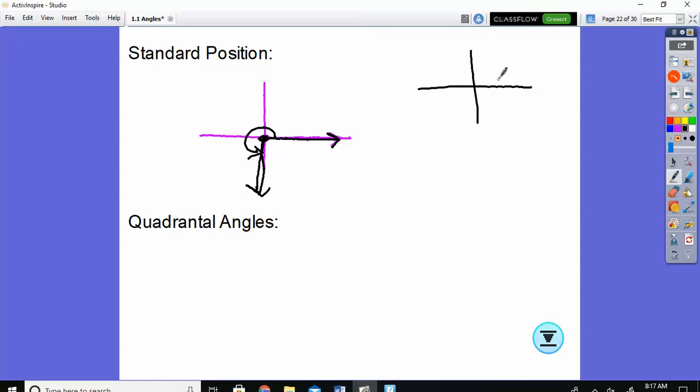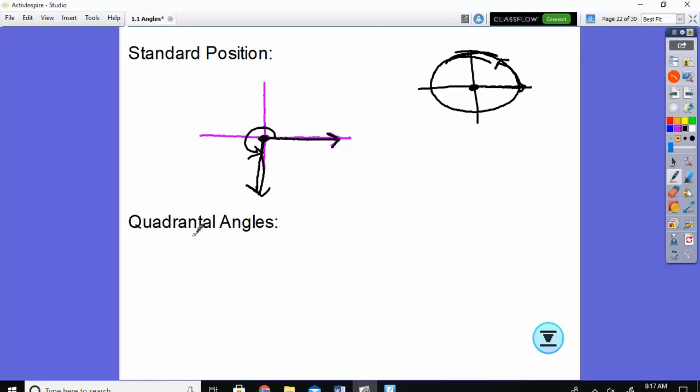Later on, we're going to talk about all of this in relation to a circle. It makes a little more sense then that if you wanted a positive angle, you would be going up the circle. And so that's where this notation comes from.